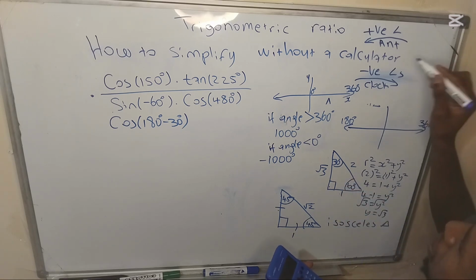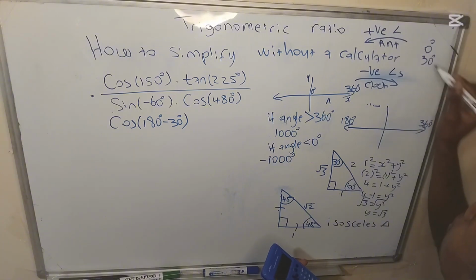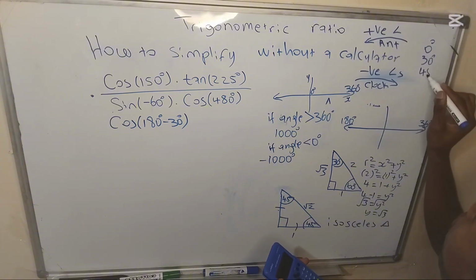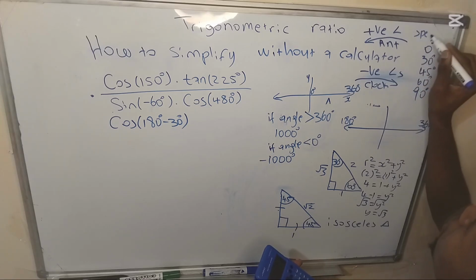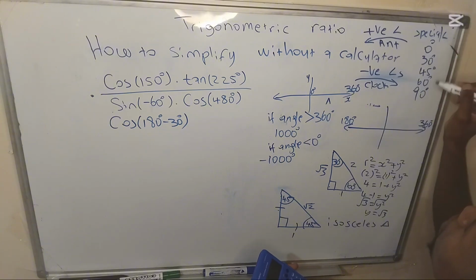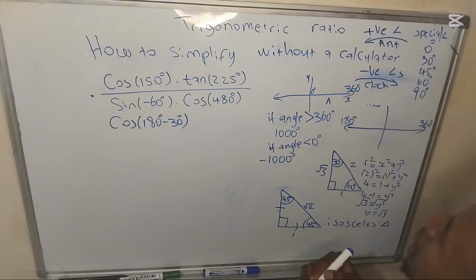I have said your special angles are 0 degrees, 30 degrees, 45 degrees, 60 degrees, and 90 degrees. Those are called the special angles, right? Yes.